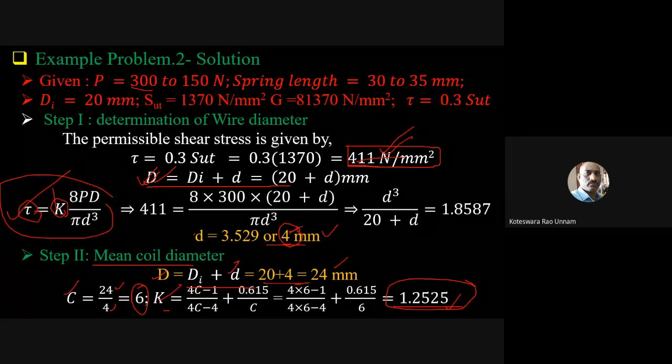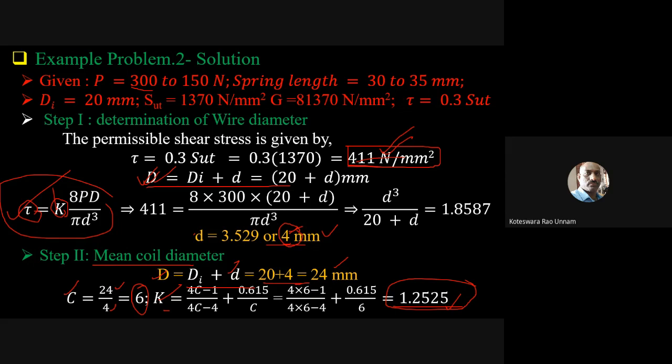Coming to this problem, he has given some constraints on the mean coil diameter, that is in the form of a D_i should be 20 mm. Not only that, he has given the delta L instead of delta. So that you need to remember or observe here in this particular problem.